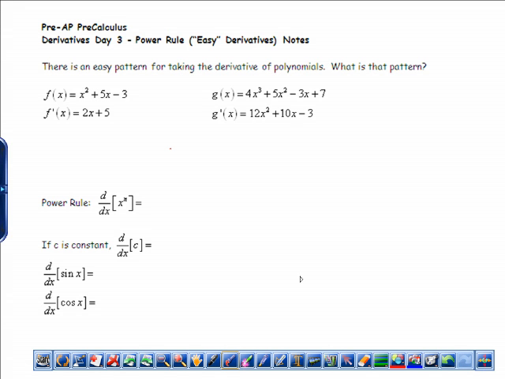Okay, so this is derivatives day 3. You've had 2 days of doing derivatives with the rule. Now we're going to learn something called the power rule. And if you notice here it says easy derivatives, and you will find out very quickly why that's called easy.